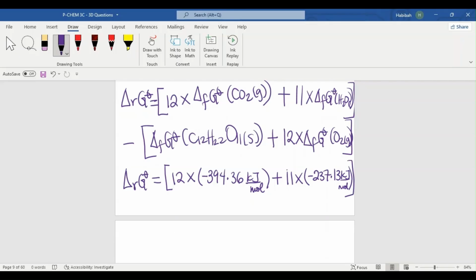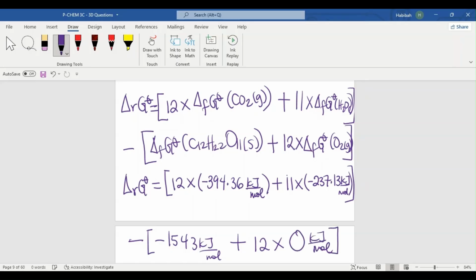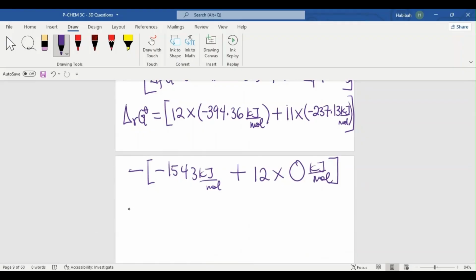And then you have minus the Gibbs energy of formation for the sucrose, which is C12H22O11 solid. We have that to be negative 1543 kilojoule per mole. Plus the Gibbs energy of formation of O2, which is 12 times the Gibbs energy of formation for O2. We see that to be 0 kilojoule per mole. So we have that information now, and we just do the math.